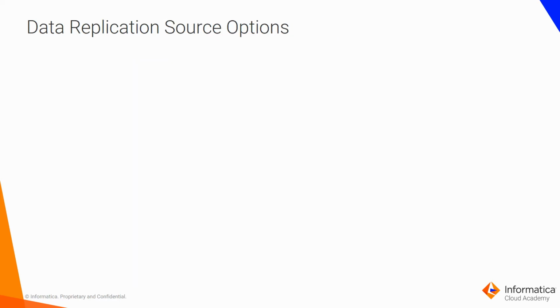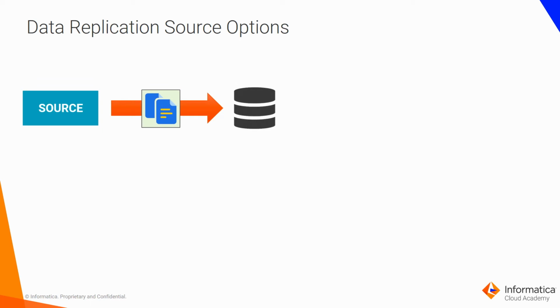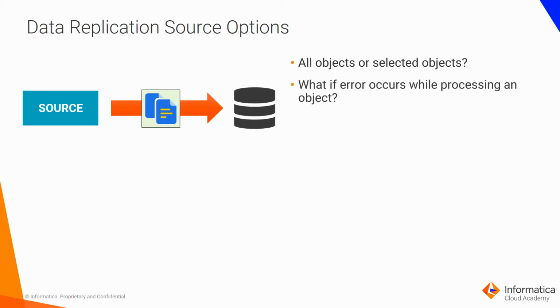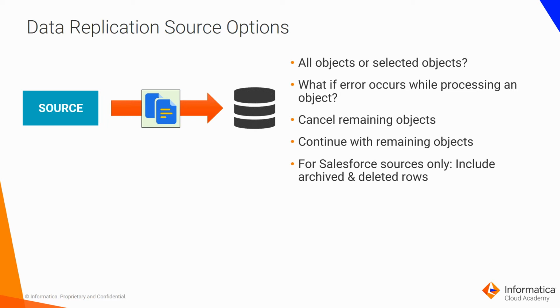So here are some of the options that you get when you configure a data replication task. The first option on the source side is, do you want to replicate just a single object, a few objects, or all objects? Also, what do you want to do if an error occurs while you're processing an object? So let's say you are replicating a number of different objects and an error comes up. So then do you want it to cancel processing remaining objects or to continue it? And then with Salesforce sources only, just like with the data synchronization service, you do have the ability to include archived and deleted rows.